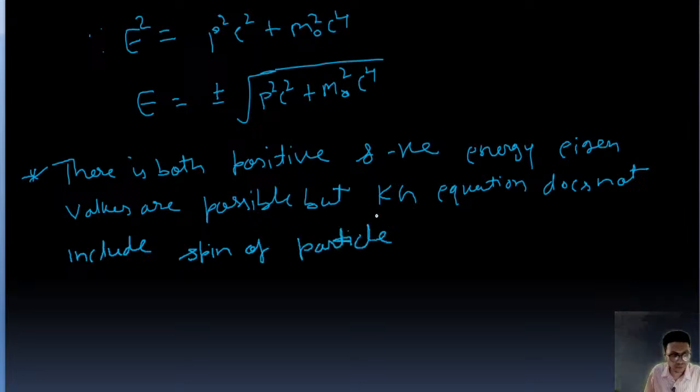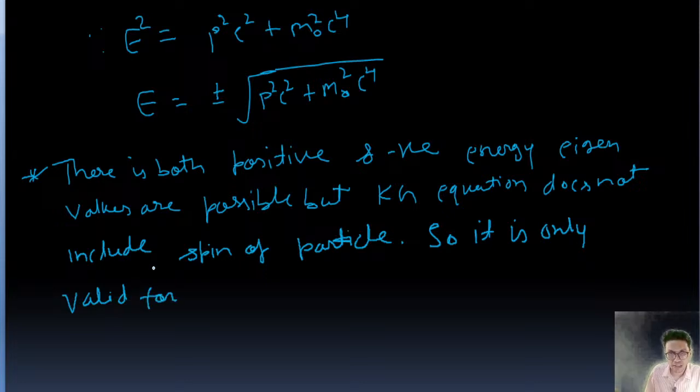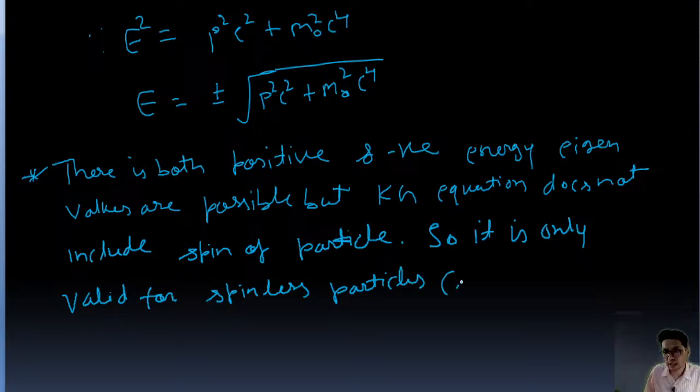The KG equation doesn't include the spin of the particle, so it is only valid for spinless particles. That is, s equal to 0.